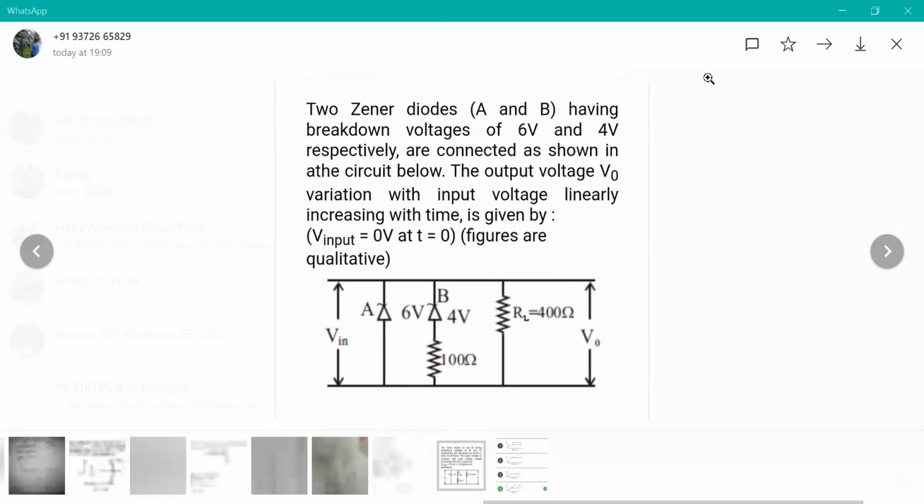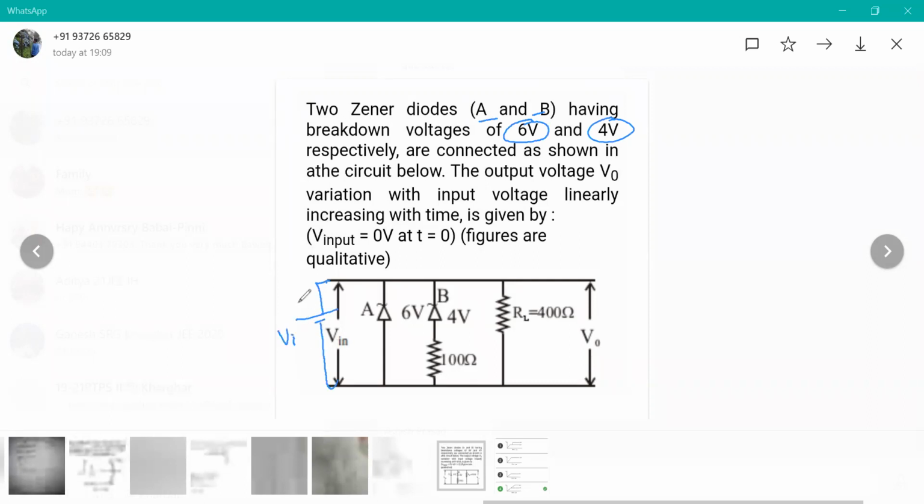Now there are some options given for this, so let's understand that also. First go through this circuit diagram. Remember that diode A has a breakdown voltage of 6 volts and Zener diode B has a breakdown voltage of 4 volts. When we apply some input voltage over here, we'll obviously assume we are applying it in reverse bias mode like this.